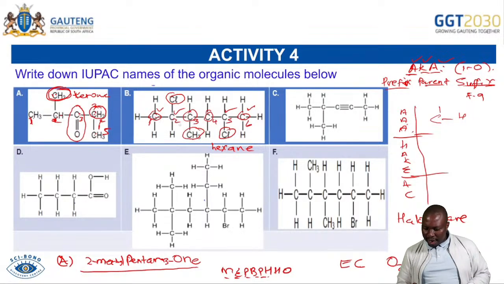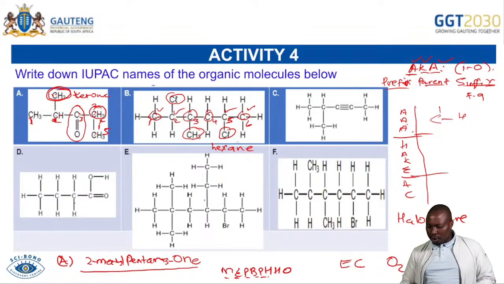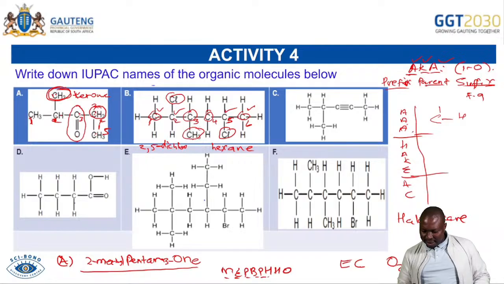But in carbon number 2 and carbon number 5, I have chloro. So you are able to say, okay, this will be 2,5. Remember, like terms, you comma: 2,5 hyphen, because you are bringing a letter now. Dichloro, and then in carbon number 3, you have a methyl, so it would be 3.